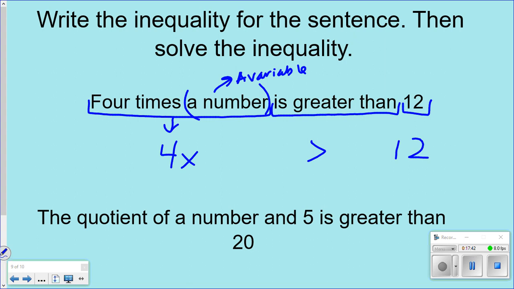Oh, you put 4 times a variable. Oh, that's a good idea. Yeah, that'll work. 4 times a variable is greater than 12. Yeah, anytime we talk about a number, it's something we don't know, and you can use a variable for it. What if I said 4 times the number is at least 12? Then you'd have to go back and figure out what sign it is. I think it's greater than or equal to, I think is what it is.